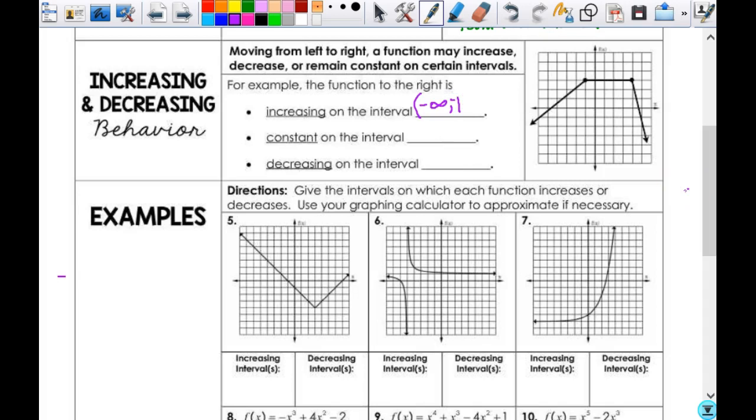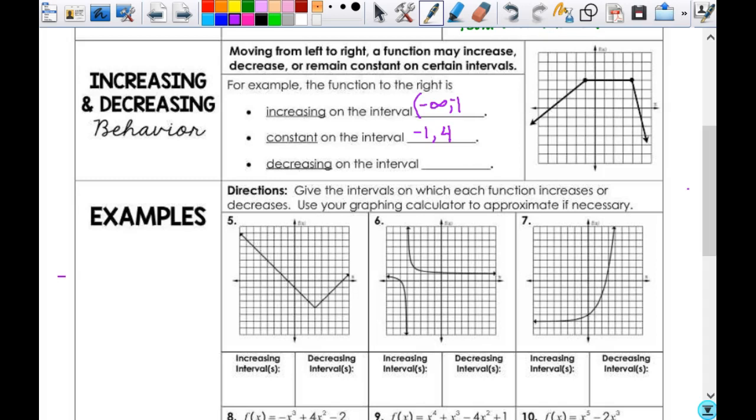Yes? No? Maybe? All right, I'm going to leave it open for just a minute, and let's just not even put anything there yet. Let's look at constant. It's constant from here to here, right? So it starts at negative 1, and then it goes to what? 4. So do I include negative 1 there? So I can be increasing and constant at the same time? No. So at negative 1, is it increasing or is it constant?